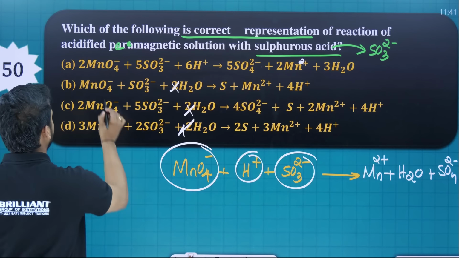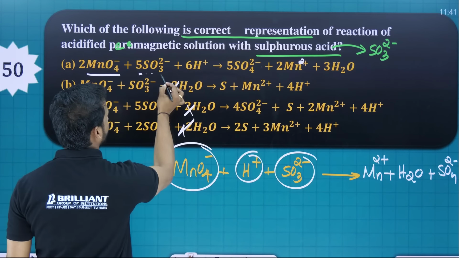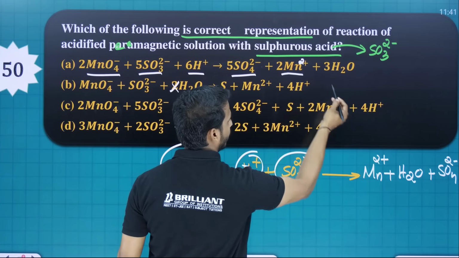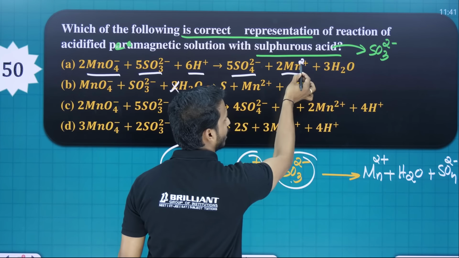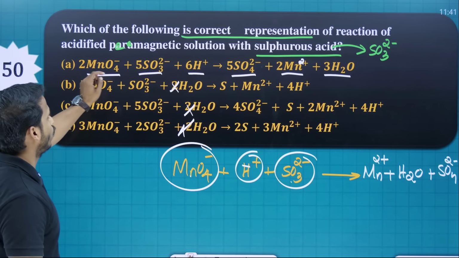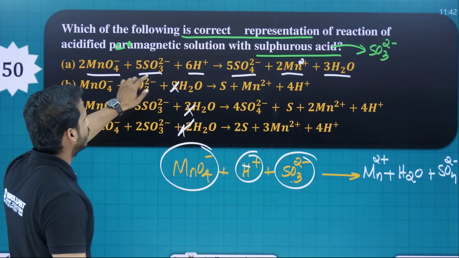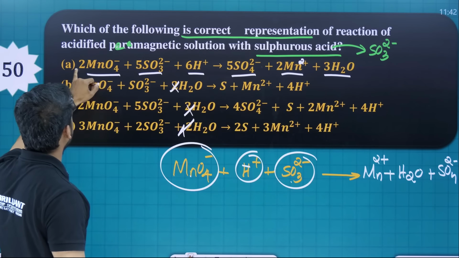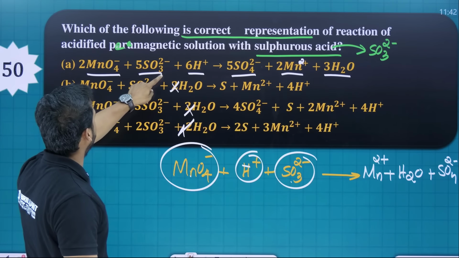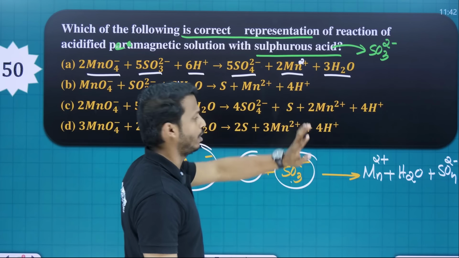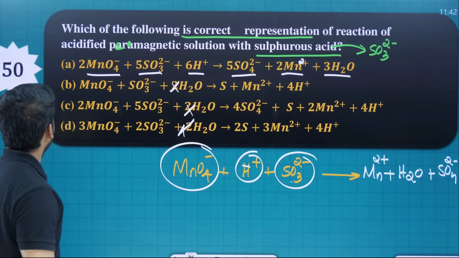Right. So basics are okay. MnO4 minus is there. SO3 2 minus is there. H plus is there. SO4 2 minus is there. Mn2 plus. Okay, a mistake is there, so I'm correcting it as Mn2 plus and H2O. Ready. Checking the balancing: 2 Mn, 5 sulfur, 6 hydrogen. 3H2O means 6 hydrogen. Oxygen 2 into 4 is 8, 8 plus 15 is 23. Yeah, 3 oxygen. Right. Option A.